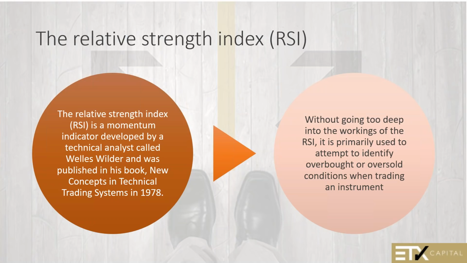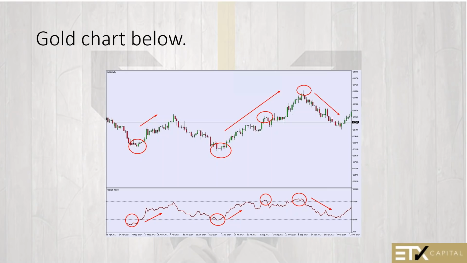And it's still used by all of these people trading in all of these industries today because it is such a dependable indicator and it works well in all markets. So without going too deep into the workings of RSI, it is primarily used in an attempt to identify overbought or oversold conditions when trading an instrument. Now, what we have to remember is overbought and oversold are not the same as buy and sell. An overbought market can remain overbought. An oversold market can remain oversold.